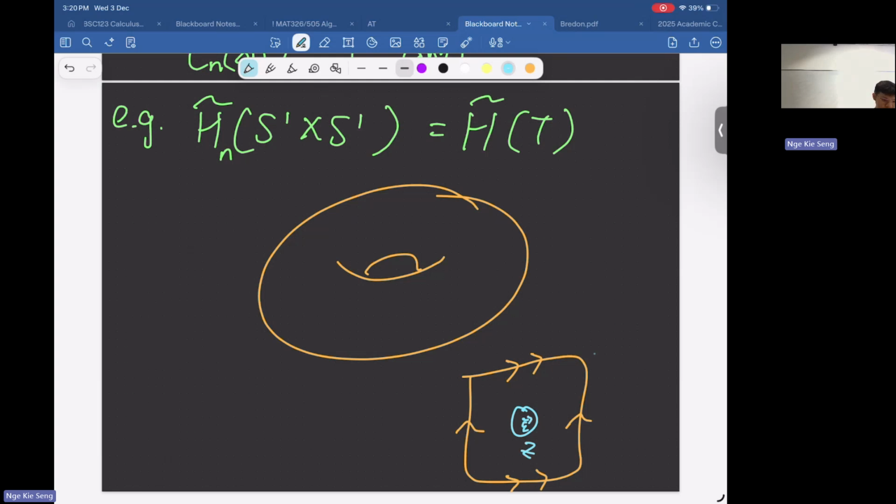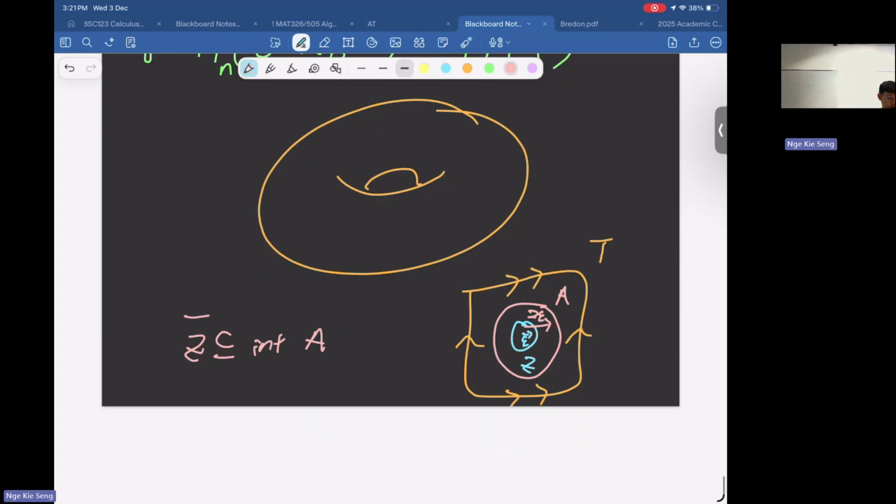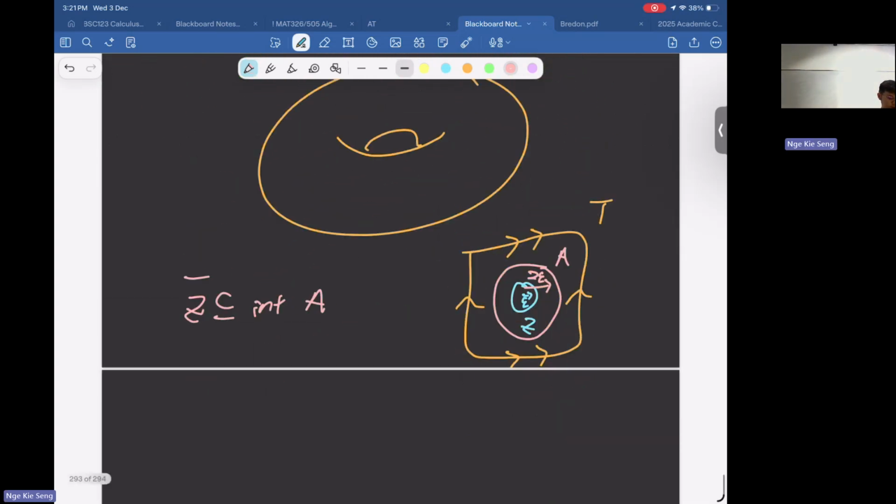And then this is our T. And we need a slightly larger space that deformation retracts to it. So maybe A is a larger circle like that. Okay. So that we have this condition Z bar living inside the interior of A, such that we can compute. So this is my addition.